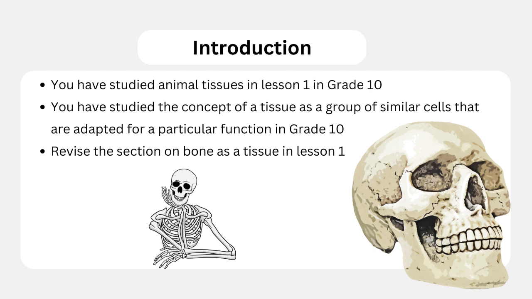Introduction. You have studied animal tissues in Lesson 1 in Grade 10. You have studied the concept of a tissue as a group of similar cells that are adapted for a particular function in Grade 10. Revise the section on bone as a tissue in Lesson 1.